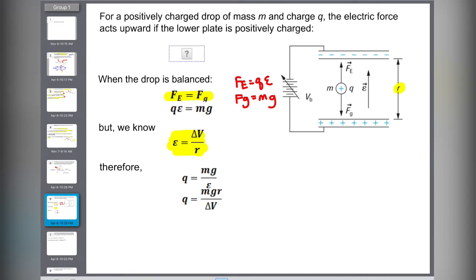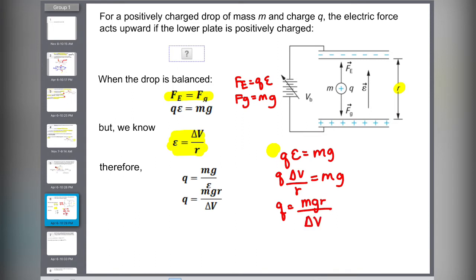Okay, so we plug everything in. So I have Q epsilon equals mg, and knowing epsilon is delta V over r, you can indirectly calculate the charge by bringing the r to the other side and dividing by the delta V. And this is how he indirectly worked out what the charge is.